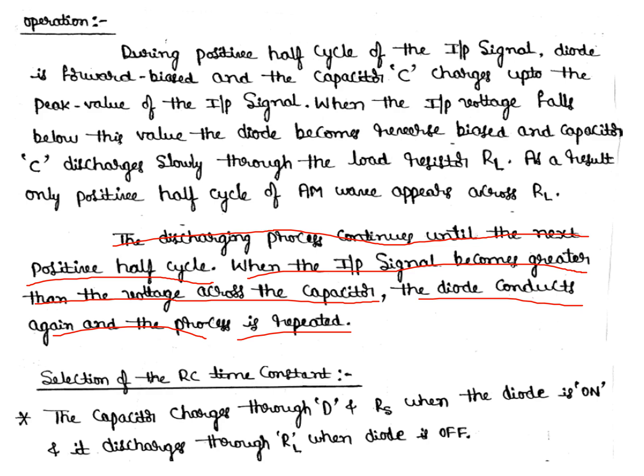Which one is preferable? What conditions need to be satisfied to extract exactly the envelope of the AM signal to generate the modulating information? The capacitor charges through the diode and RS when the diode is on. It discharges through RL when the diode is off.